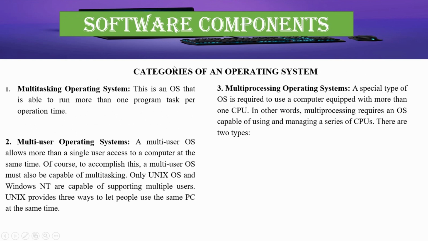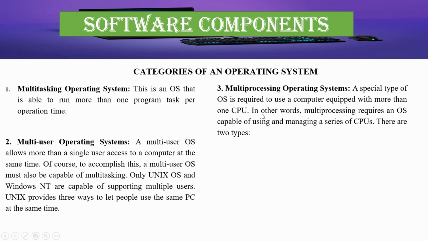Then we have categories of an operating system. We have a multitasking operating system. This is an OS that is able to run more than one program task per operation time. Then number two, we have a multi-user operating system. A multi-user OS allows more than a single user to access the computer at the same time. Of course, to accomplish this, a multi-user OS must be capable of multitasking. Only Unix OS and Windows NT are capable of supporting multiple users. Unix provides three ways to let people use the same PC at the same time.